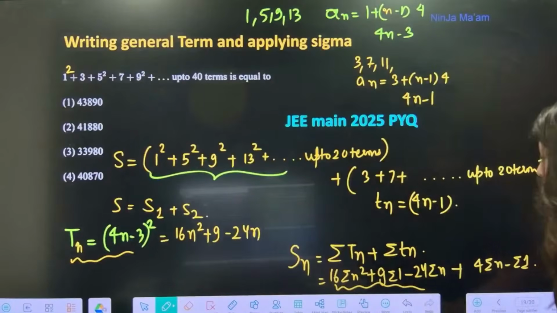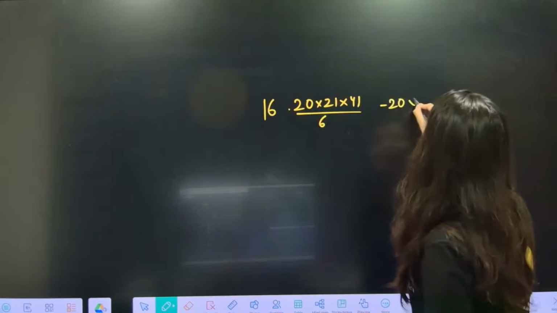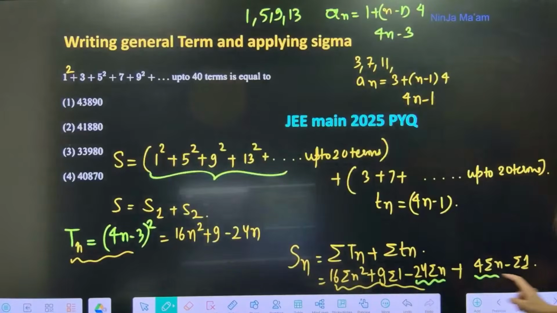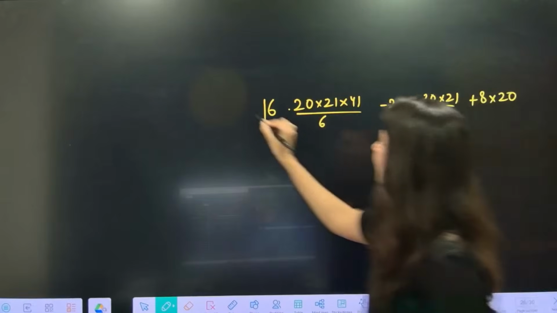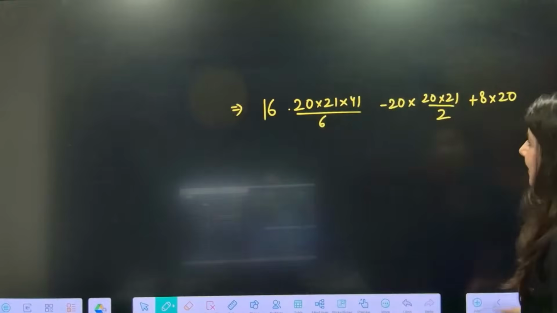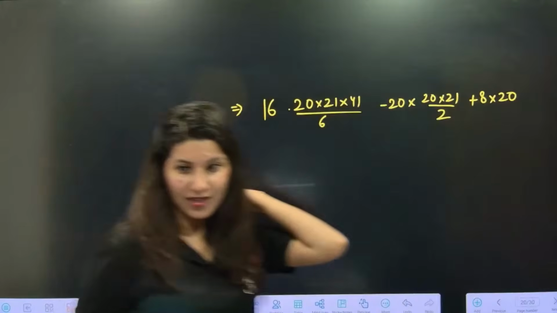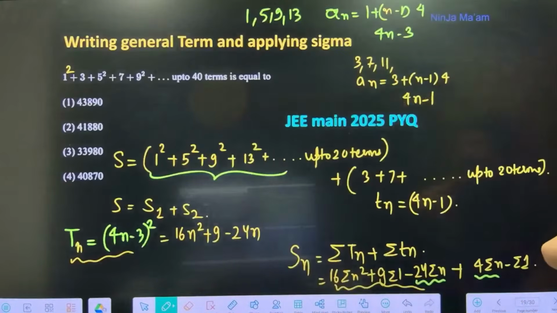Now this is minus 24 and plus 4, so minus 20 sigma n. So minus 20 into 20 into 21 by 2. Constant term, everybody: 9 minus 1, it is plus 8, so plus 8 into 20. This is your final answer. You can go ahead and calculate using the calculator, and this will be your answer.